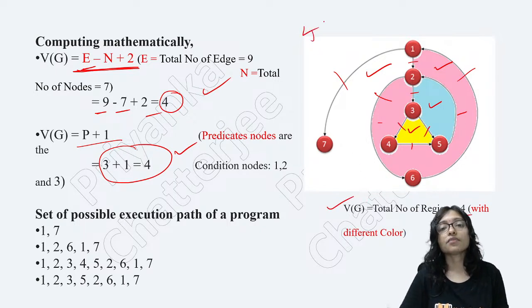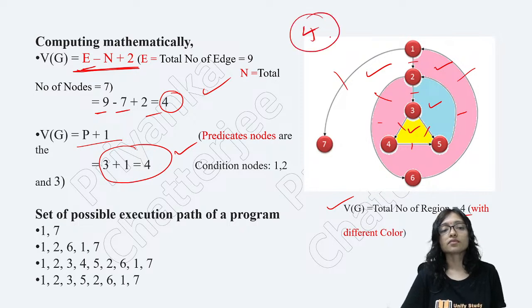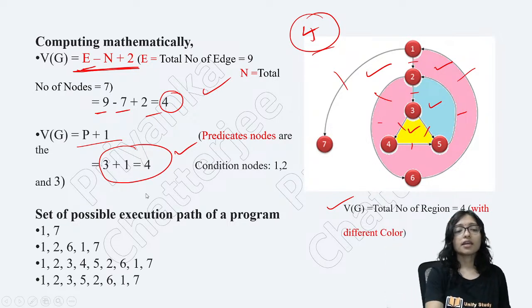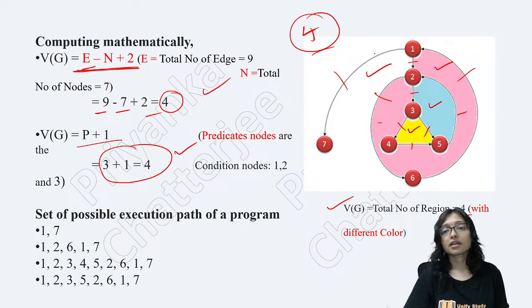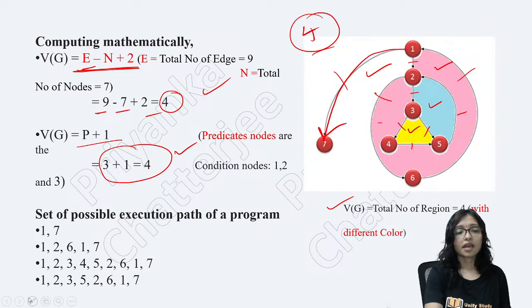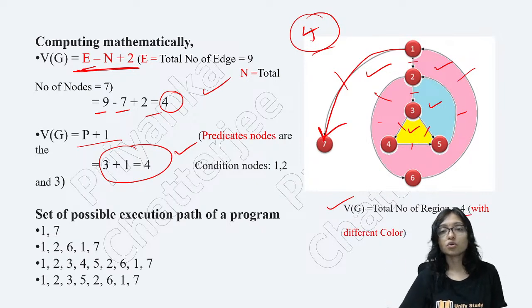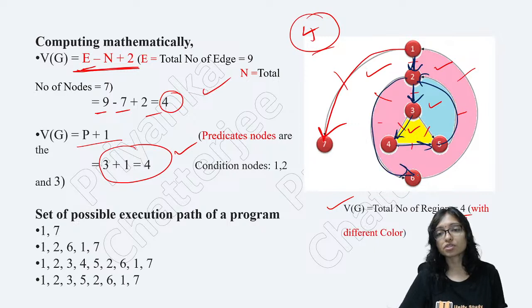So the answer will be 4. So what are the paths? 4 means how many independent paths are there? Independent paths are what? Directly 1 to 7, this is one path. Another path is like that. I can go 1 to 2, 2 to 3, 3 to 4, 4 to 5, 5 to 2, 2 to 6, 6 to 1 and 7.